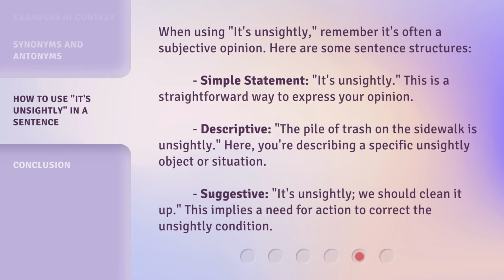When using "it's unsightly," remember it's often a subjective opinion. Here are some sentence structures. Simple statement: "It's unsightly." This is a straightforward way to express your opinion. Descriptive: "The pile of trash on the sidewalk is unsightly." Here, you're describing a specific unsightly object or situation.